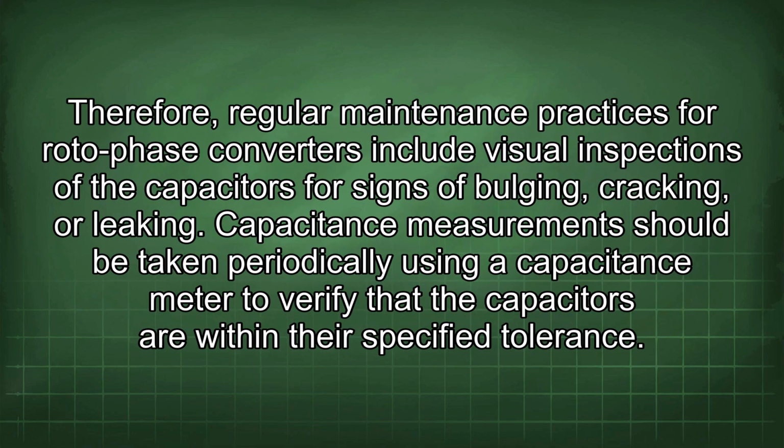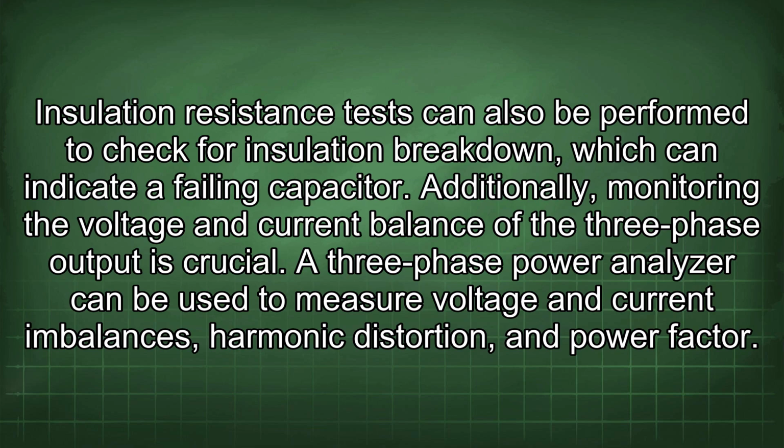Therefore, regular maintenance practices for rotary phase converters include visual inspections of the capacitors for signs of bulging, cracking, or leaking. Capacitance measurements should be taken periodically using a capacitance meter to verify that the capacitors are within their specified tolerance. Insulation resistance tests can also be performed to check for insulation breakdown, which can indicate a failing capacitor.